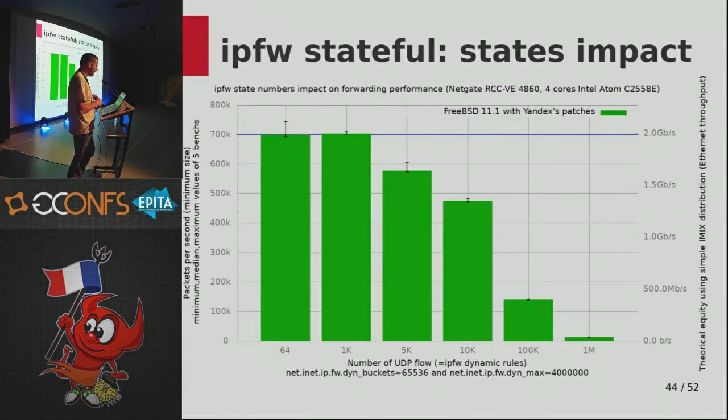Then let's try. I generate lots of multiple flows by using a large source range or large destination range of my IP packets. And you can see that, starting at about 10,000, you can hurt your performance a little more. At 1 million, it's totally out of range. Then I cannot reach 4 million with ipfw. Okay.